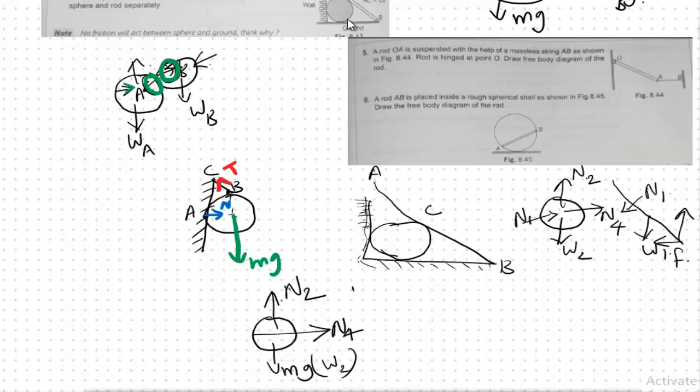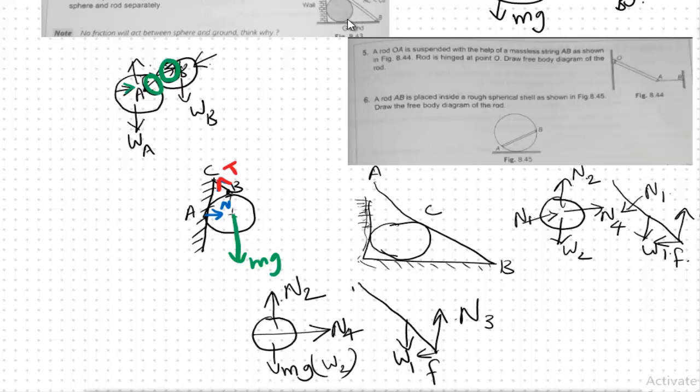Now if the rod is not there, this many forces will be acting on this sphere. Now if I consider the rod alone, W1 is acting downwards, and a reactional force will be acting on the rod in the opposite direction, which I am marking as N3, and the ground and the rod will have a frictional force.